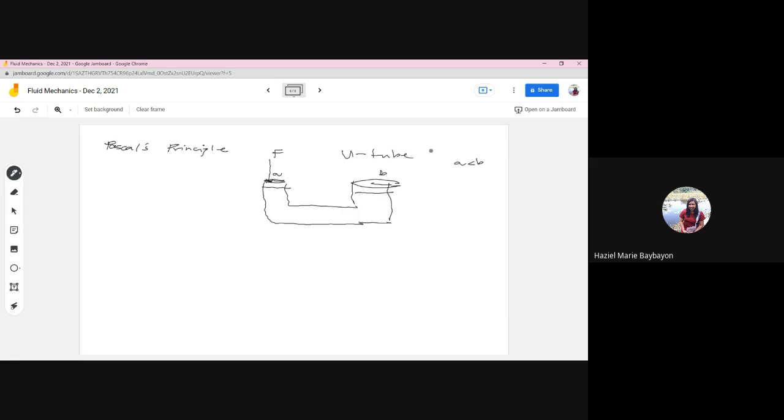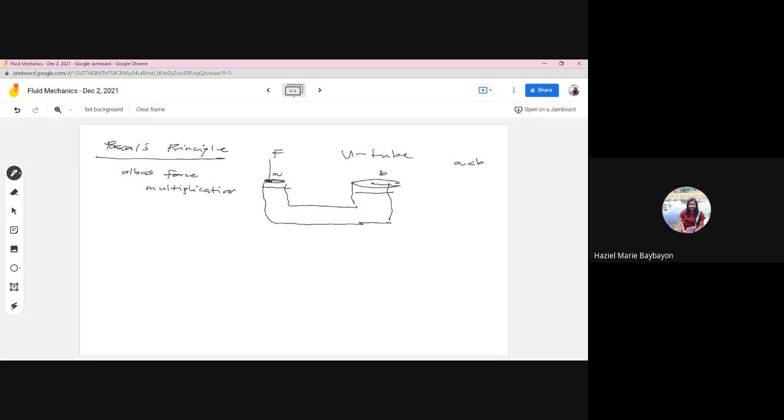Okay. So, Pascal's principle, class, its application is usually in hydraulics, like lifting heavy objects. Or for example, on a bus, if you notice, when the driver presses a button here, the door opens right away. That is actually hydraulics. Okay? So, Pascal's principle allows force multiplication.